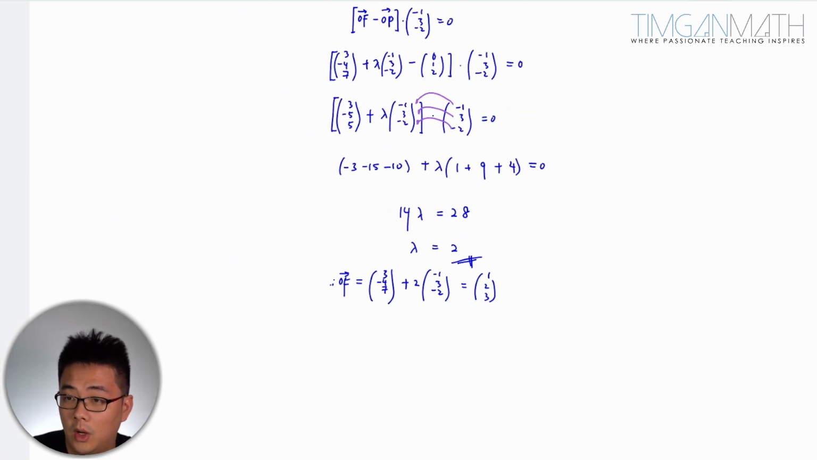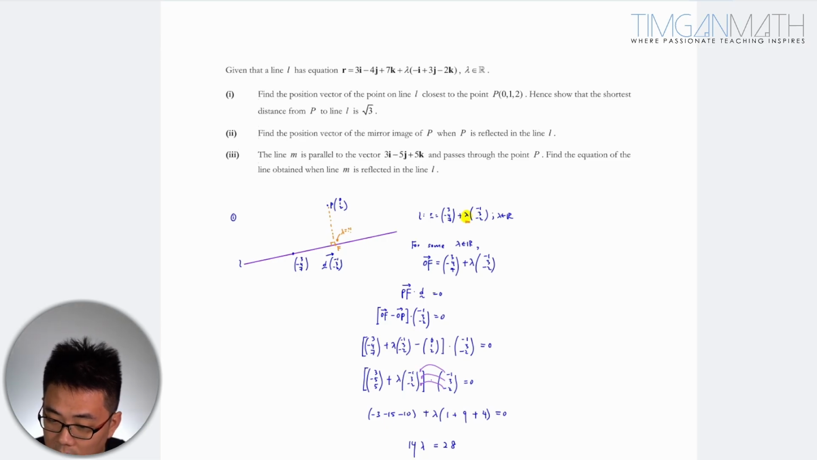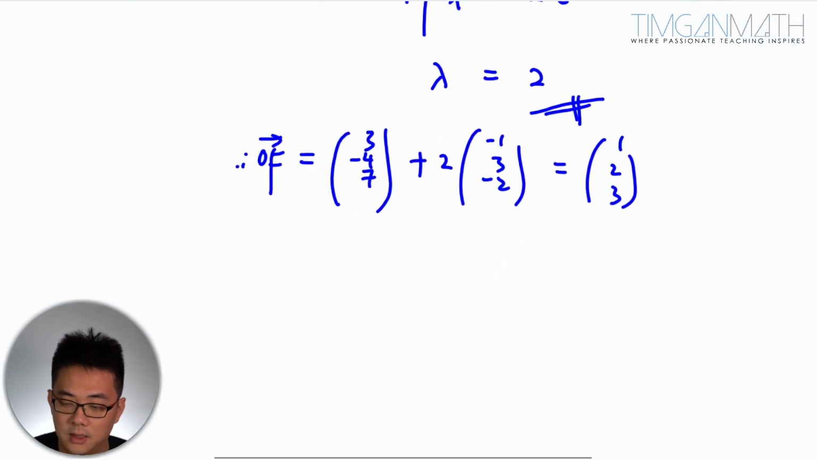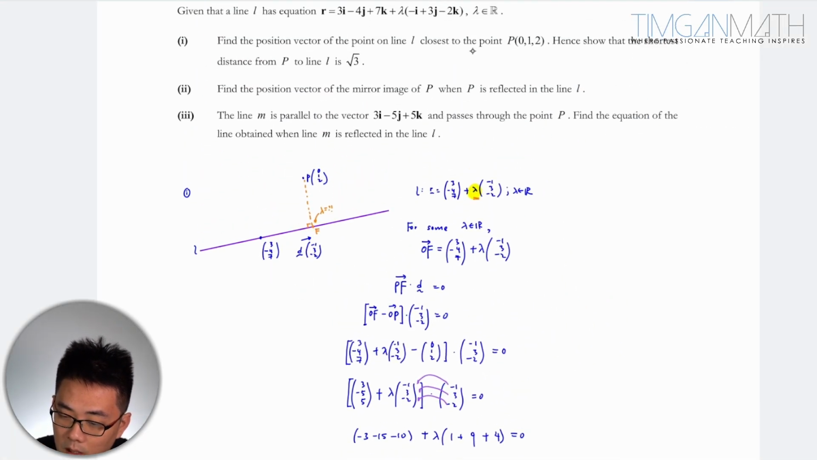Alright, so what do they want? They want the position vector. So hence the position vector is this, the position vector of OF. That's about it. Great. So that's the foot of the perpendicular here. So once we're done, we find F already.